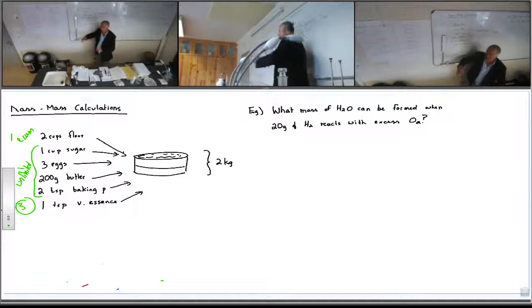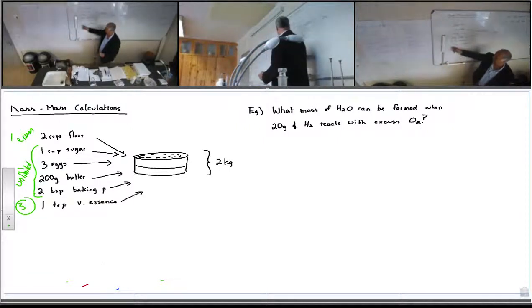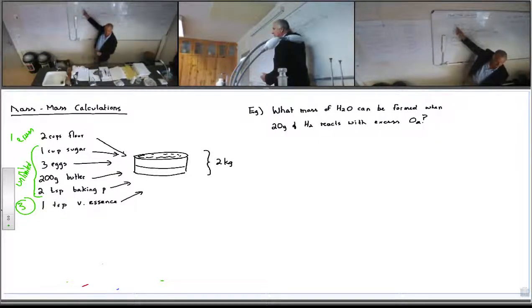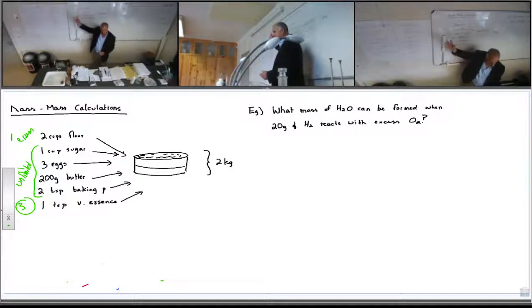By the way, how much flour would be left over if you've used 3 teaspoons of vanilla essence? How many cups of flour would you need? How many cups would you need? 6. You would have 4 remaining.